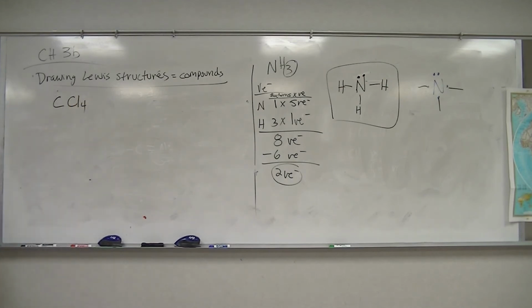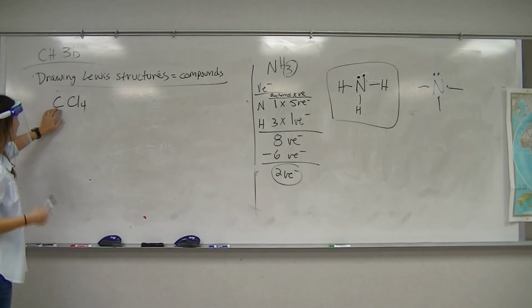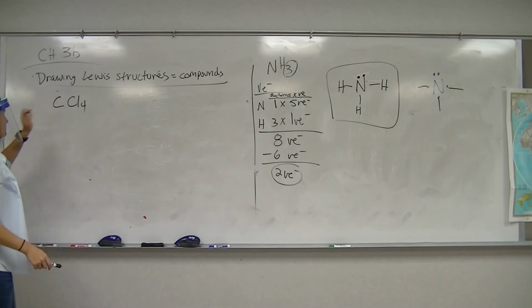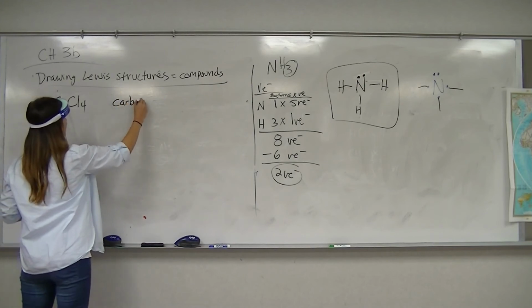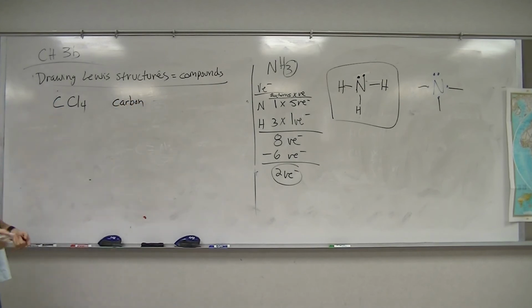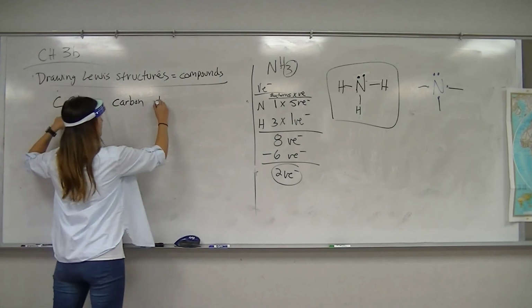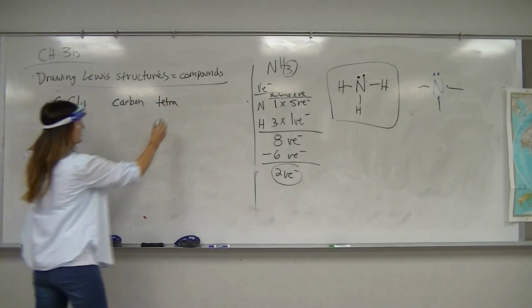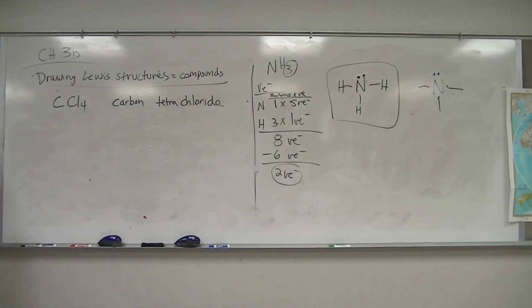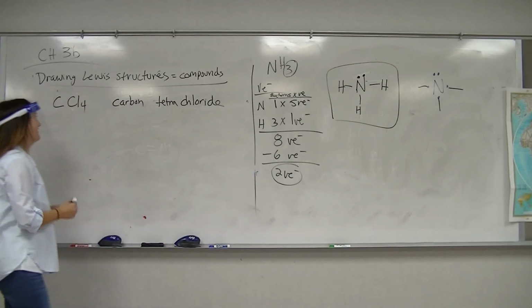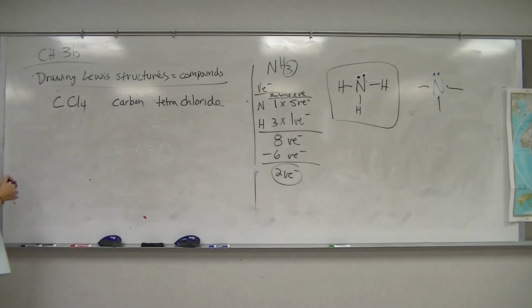CCl4. If we wanted to name this, because we can now, it would be carbon, and then it's a covalent bond, so we're using prefixes. So it would be carbon. And I'm not saying monocarbon because it's the first element present, we don't use mono. Tetra because there's 4, and then chlorine becomes chloride. So by the end, you're going to be able to take a chemical formula and do all sorts of things with it. You can name it, you can draw it, you can figure out its shape, its valence electrons, everything. All right, so now we got that short review out of the way.